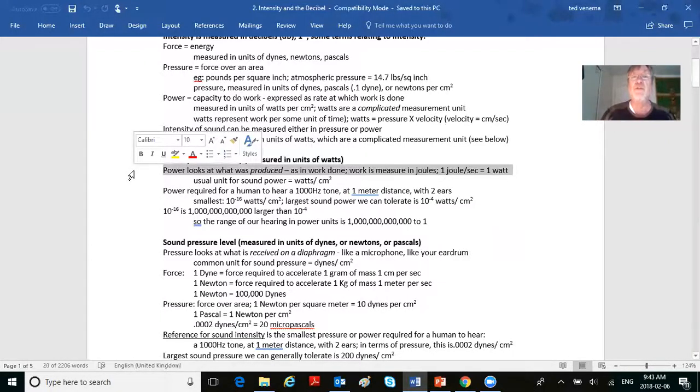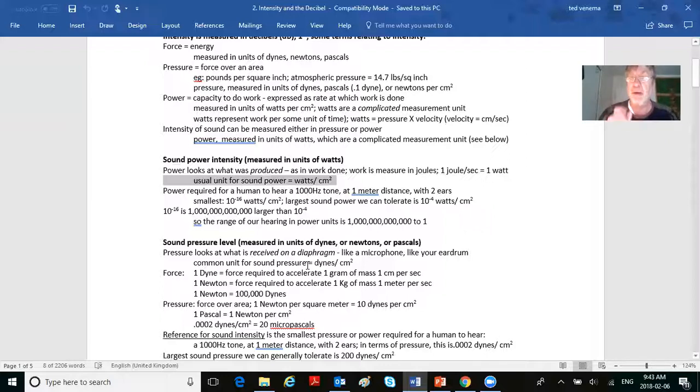Power looks at what was produced, as in work done. Now, don't worry about joules. Forget it. The unit for sound power is watts per centimeter squared. Remember that. Now let's talk about the smallest power required for, look at the sentence I'm highlighting here, a human being with normal hearing to hear a 1,000 hertz tone at 1 meter distance with two ears. Look at that sentence carefully.